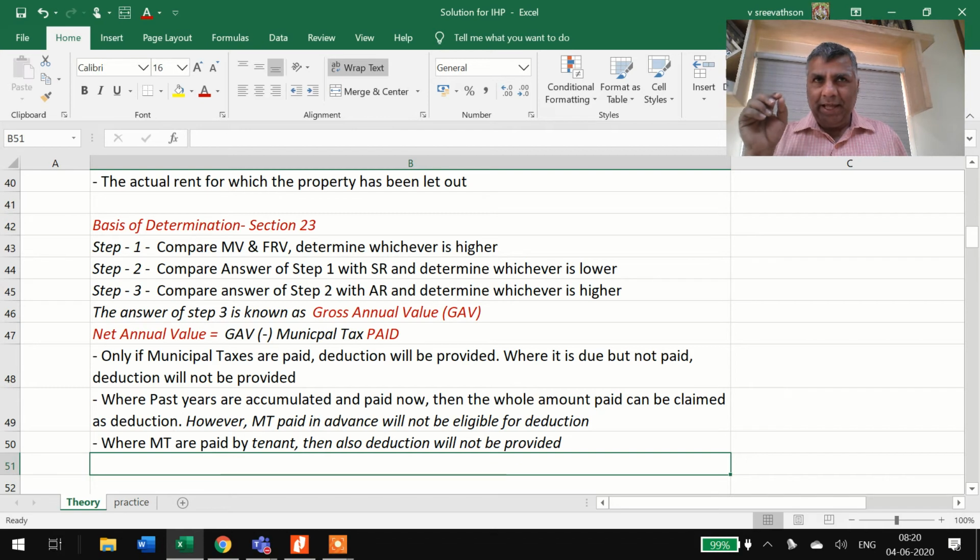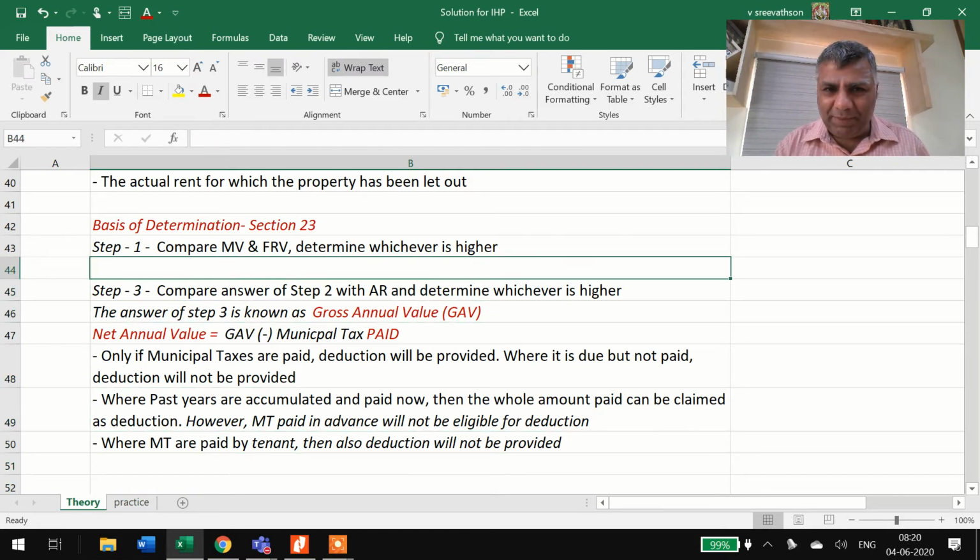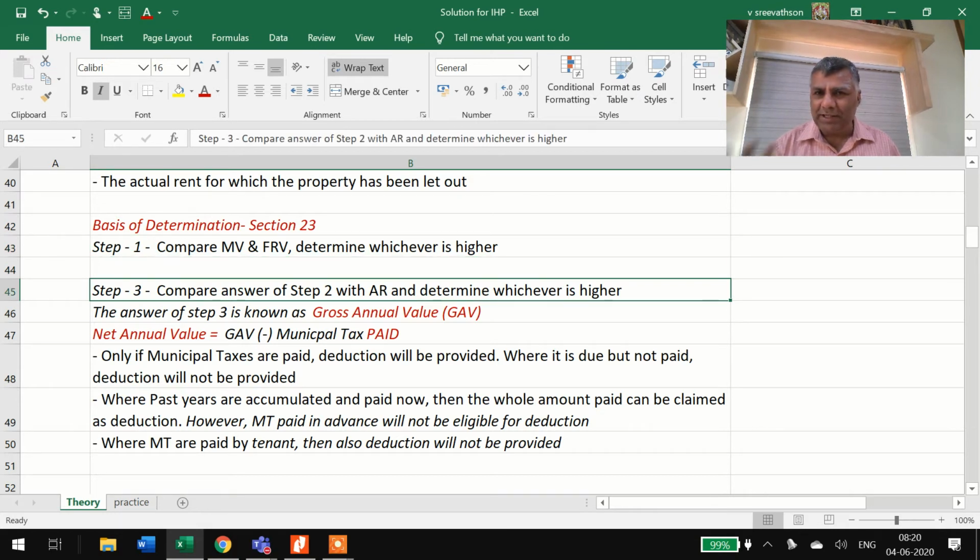Step 1, MV and FRV, whichever is higher. Step 2, that answer with SR, whichever is less. Step 3, that answer with AR, whichever is higher, will become gross annual value. I want the class to understand one more thing. Suppose the property is not in Delhi, or in other words, SR is not given, then step 2 will not come. It becomes all the more easy. MV, FRV, AR, whichever is higher. Step 1 is also higher, step 3 is also higher. There is no step 2.